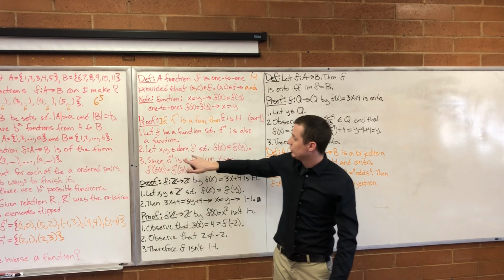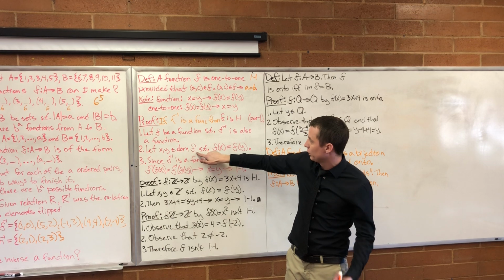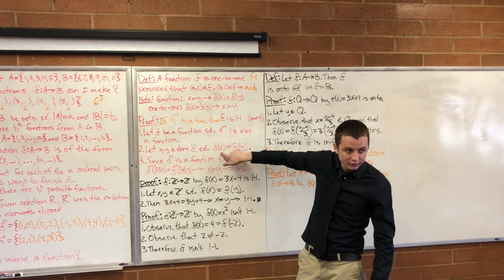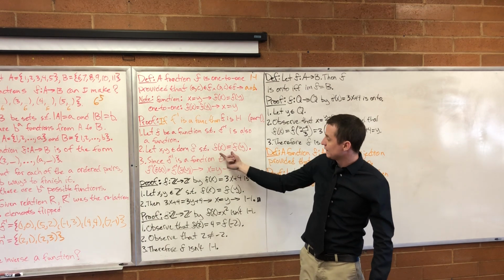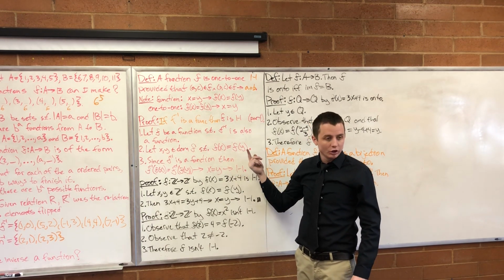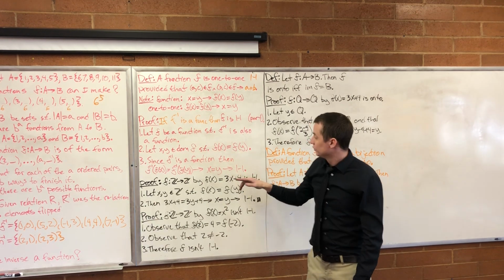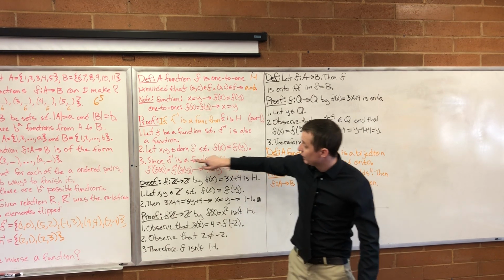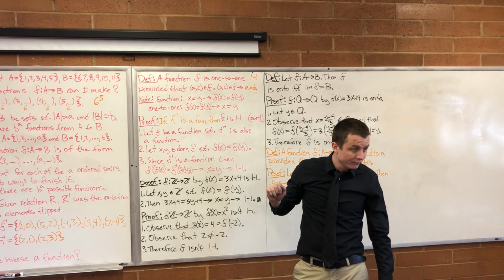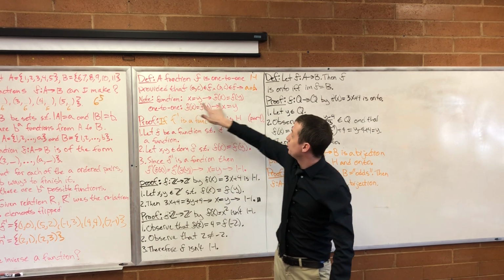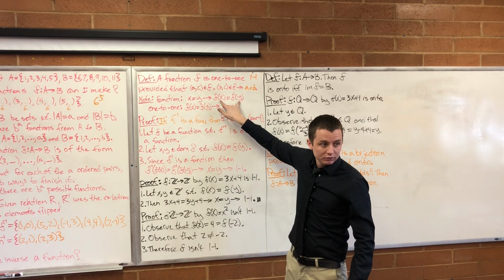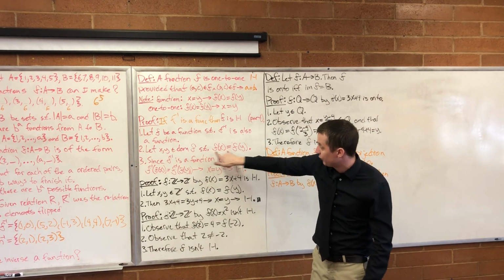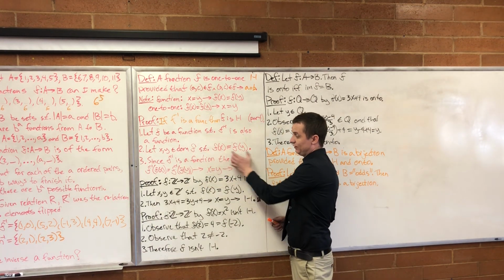Let x and y be two elements in the domain of f, whatever it is, such that they have the same image, right? I need to use the fact that f of x equals f of y to show that x equals y. So I know f of x equals f of y. Now, remember, f inverse is a function. What does it mean to be a function? It means if you give it the same inputs, it gives you the same outputs. So my inputs for f inverse are going to be f of x and f of y. I know that this is equal to this.